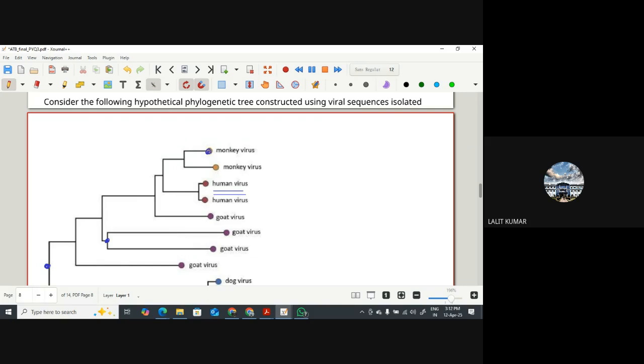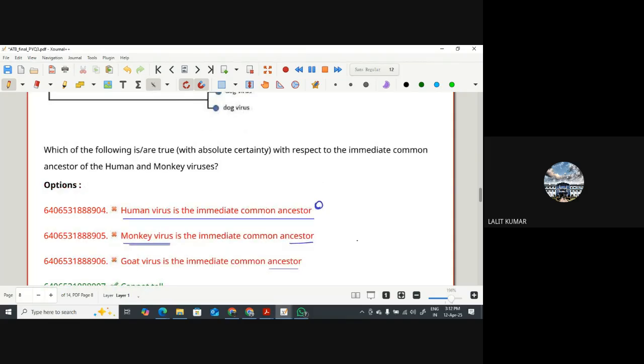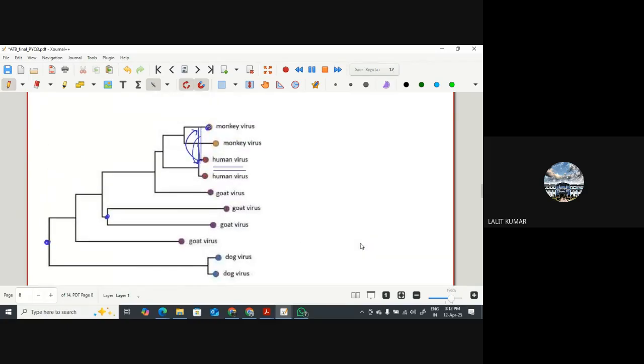Is that understood? Okay. Similarly, they are asking whether monkey virus is the immediate common ancestor. What they are checking is the immediate common ancestor of the human and monkey viruses. Human and monkey viruses are here. So neither this is the common ancestor nor this is the common ancestor of both of them. Similarly, this goat virus which is there is not the common ancestor of them.